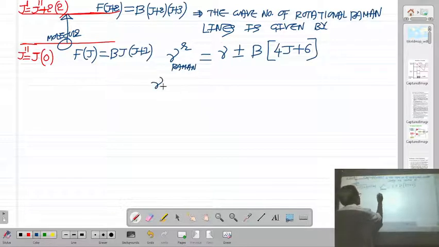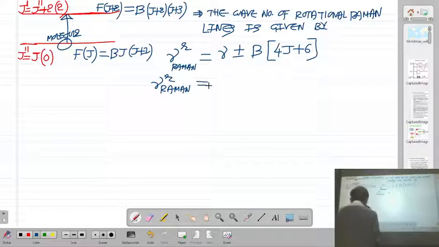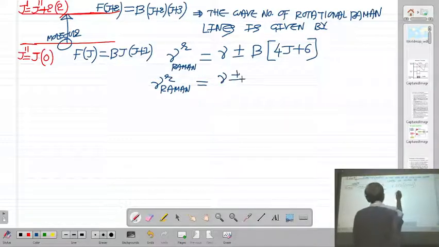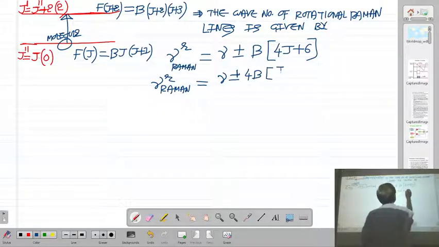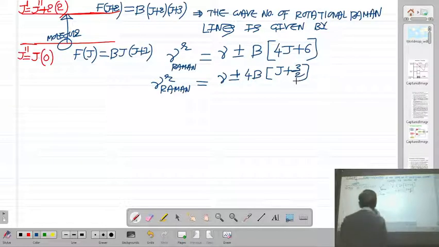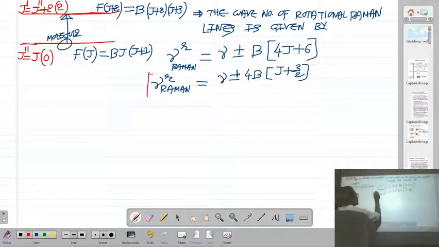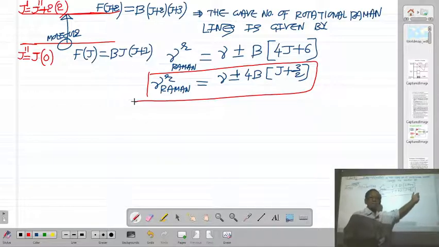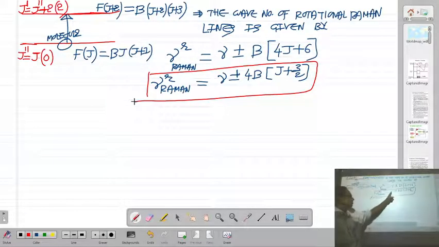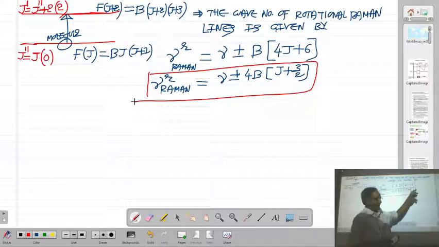Therefore, the final equation for the wave number of rotational Raman lines is nu plus or minus 4b, where I have taken 4 outside the bracket, so j plus 3 by 2. So this equation gives the wave number of the rotational Raman lines appearing on both sides of the Rayleigh line, given by nu plus or minus 4b, j plus 3 by 2.